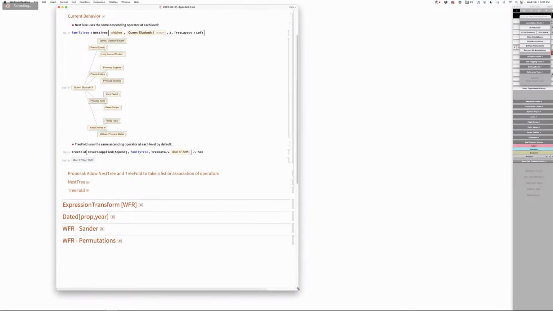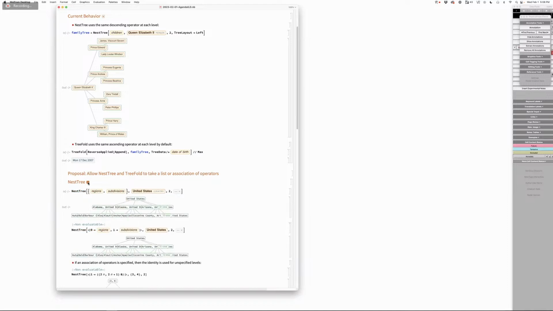Extension to NestTree and TreeFold. I have a feeling there's just a lot more to do with these, but okay. To allow NestTree to take a list or association of operators.